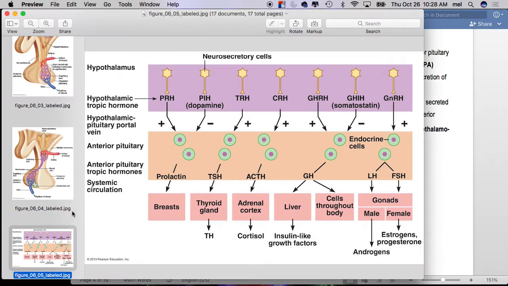Okay, so let's do the next one. Next one is TRH, which is this one right here, okay? Its long name is thyrotropin releasing hormone. Where's it headed?